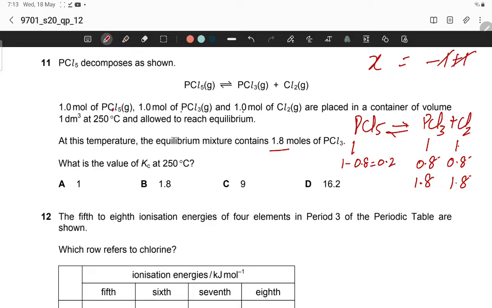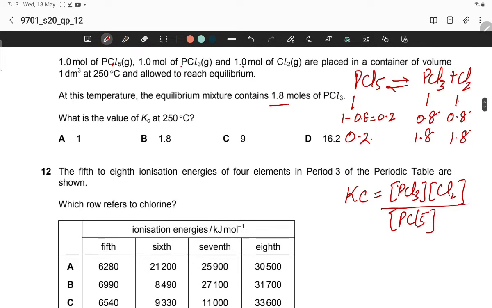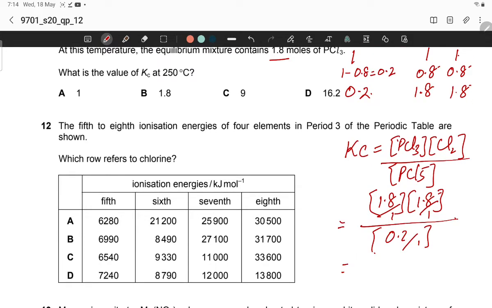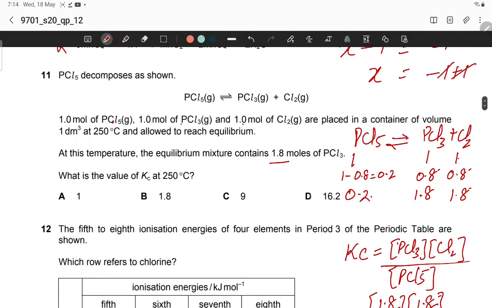So the change is 0.2, and Kc, we know, is products over reactants: PCl3 and Cl2 over reactant PCl5. 1.8 times 1.8, divided by 0.2, so the answer is 16.2. The D option is correct.